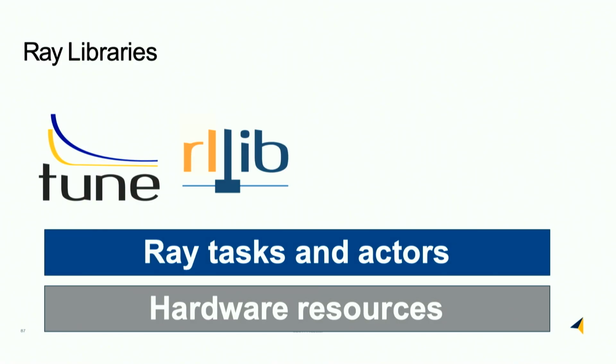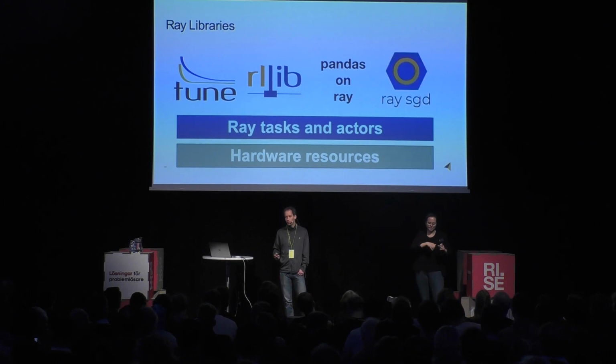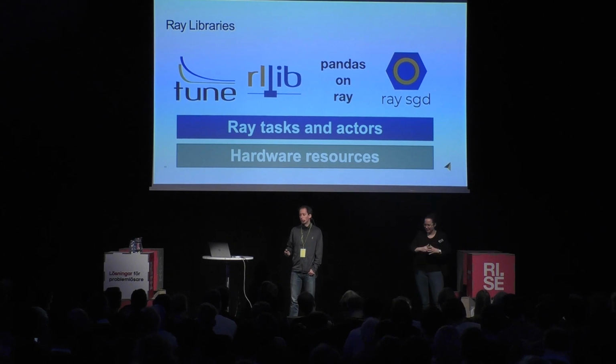It also supports stateful hyperparameter optimization algorithms like hyperband or population-based training. Then we've been building a library called RLlib for distributed reinforcement learning. There's papers about both of these libraries if you are interested in learning more. And then we are also building a data processing library called Pandas on Ray, which has the same API as Pandas, but makes it very easy to scale up the data processing. And then currently we are working on a library for distributed SGD on top of Ray.